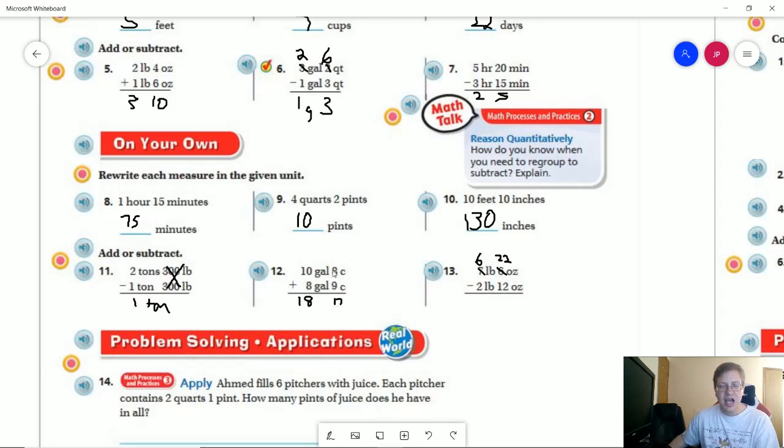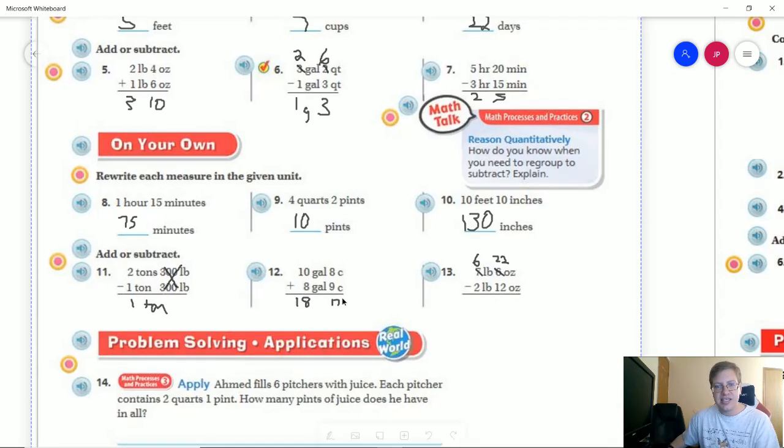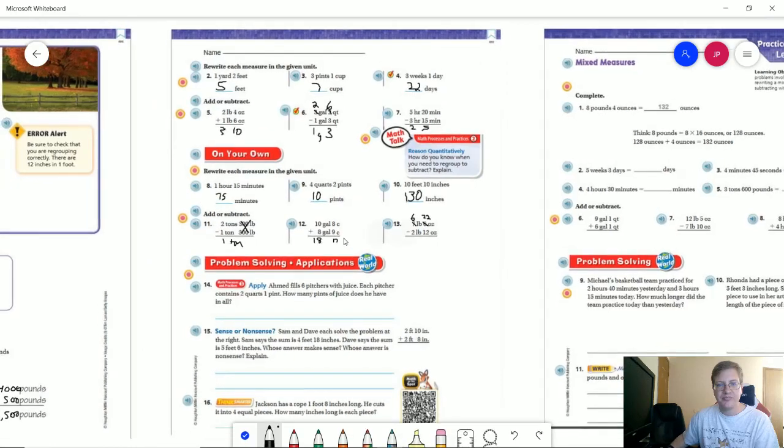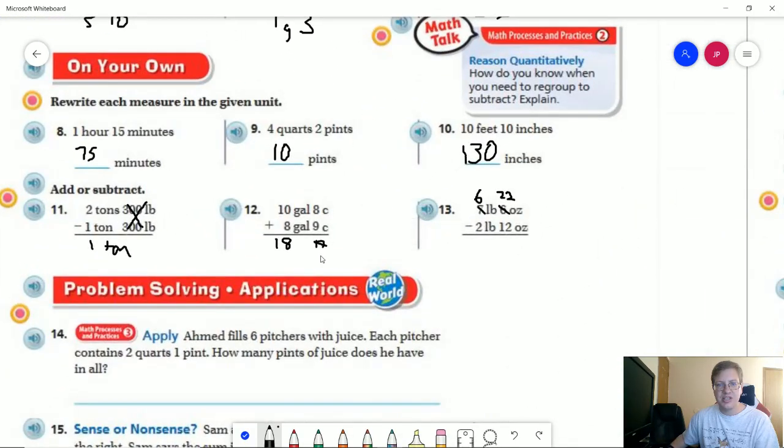So for number 12, I've given the starting amount, okay? So I have a number of gallons here. So I'm going to have 18 gallons if I add straight down. I'm going to have 17 cups if I add straight down. There are 16 cups in a gallon. So 4 quarts in a gallon. A gallon is made up of, a quart is made up of 4 cups. And so we can take 16 away from here, which leaves us with 1 cup, and then add that gallon in here.